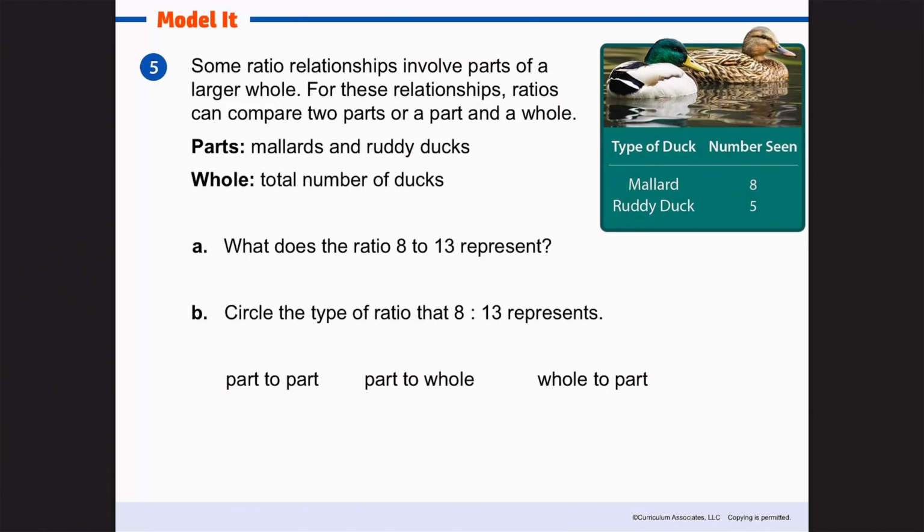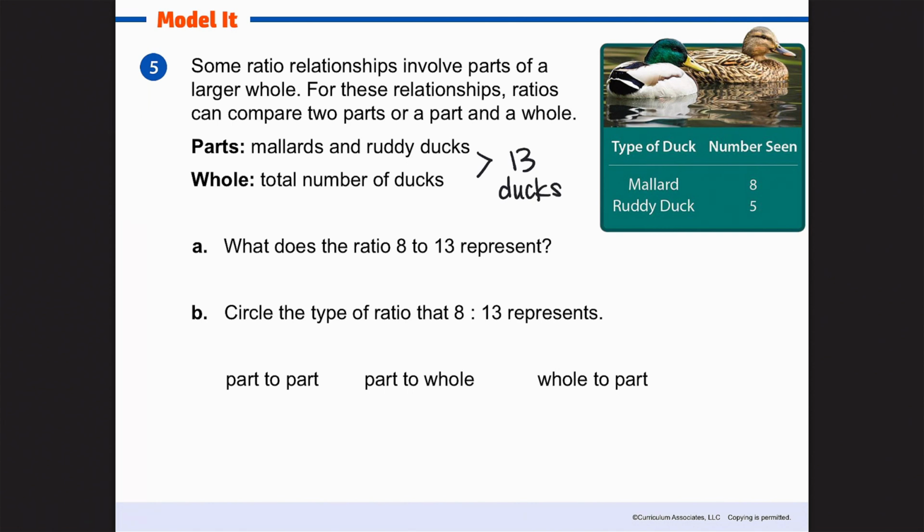Now let's look at this next one. It says some ratio relationships involve parts of a larger whole. For these relationships, ratios can compare 2 parts or a part and a whole. So in this situation, the parts are mallards and ruddy ducks. The whole is if we put them together. So we're going to add these together: 8 plus 5. We have to find out how many ducks there are in total. If we put them together, we get 13 ducks. So that's our whole.